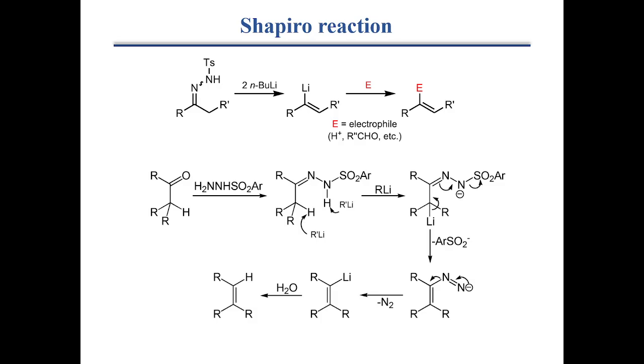Now this is the modification of the Wolff-Kishner reaction. This is the Shapiro reaction, a very important reaction. Any aldehyde or ketone, under tosyl hydrazine, after removal of water from this tosyl hydrazone.